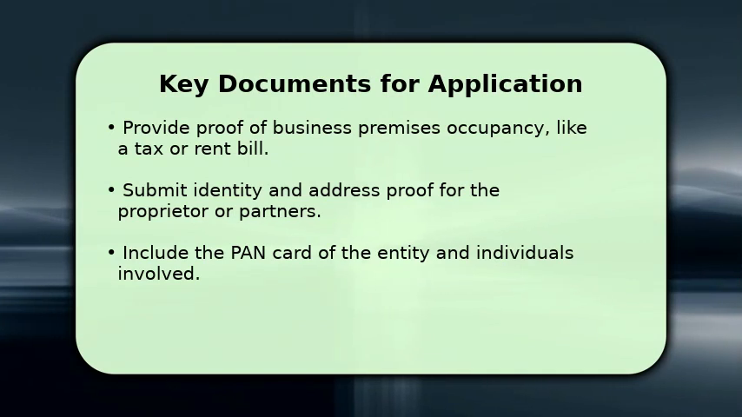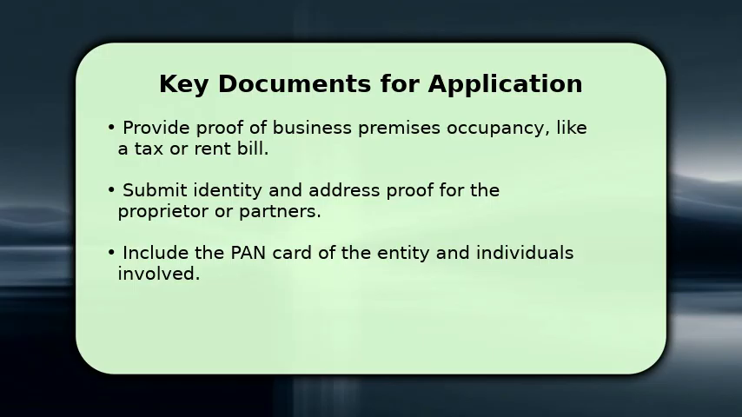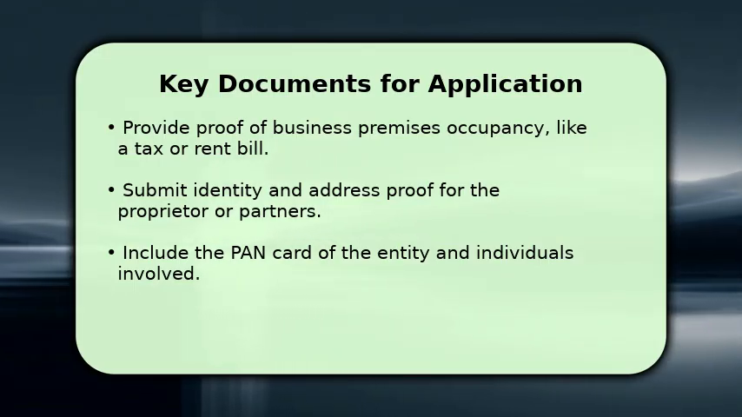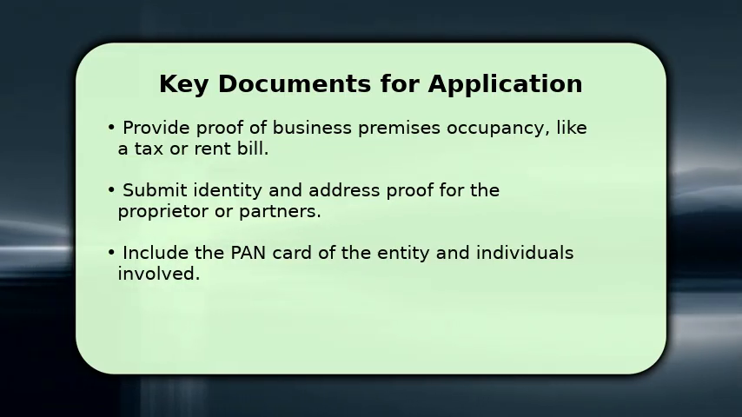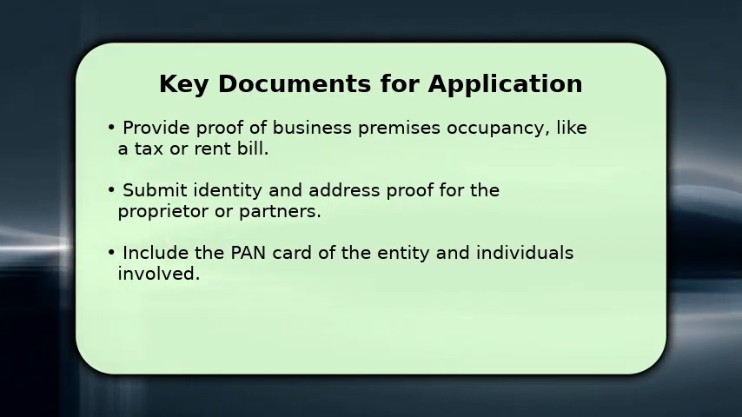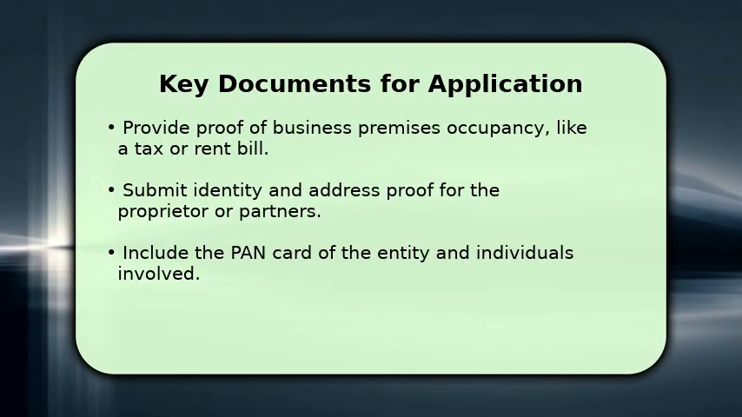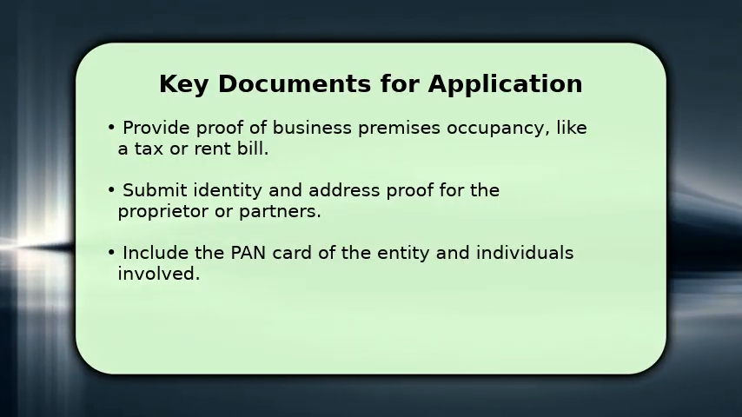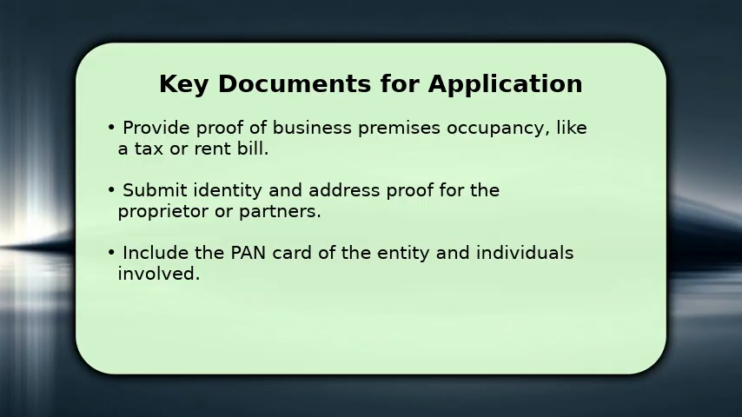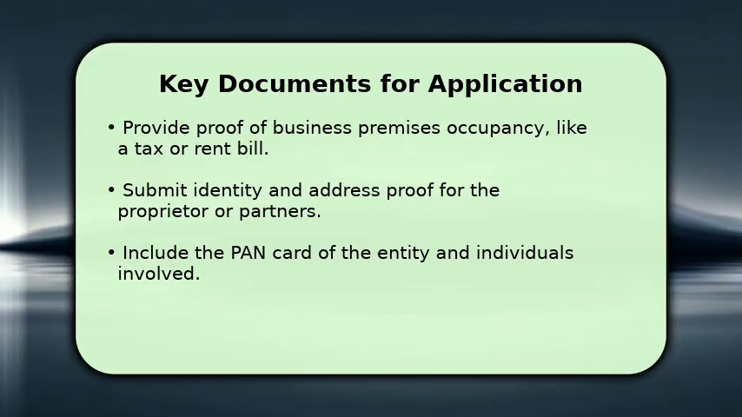Gathering the correct documents is vital for a smooth application. You will need proof of your business premises occupancy, such as a property tax bill or a rent agreement. Personal identity and address proofs for the proprietor, partners, or directors are also essential. Ensure you have the PAN card of your business entity and all key individuals. For companies, the memorandum and articles of association are required, while partnership firms must submit their partnership deed.